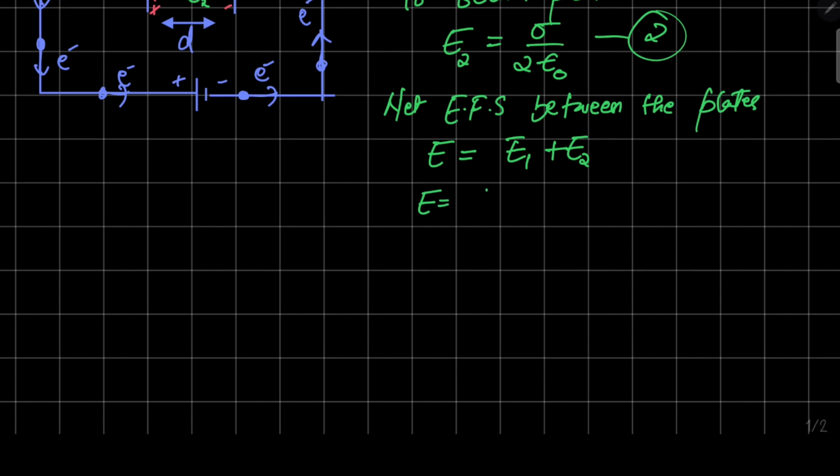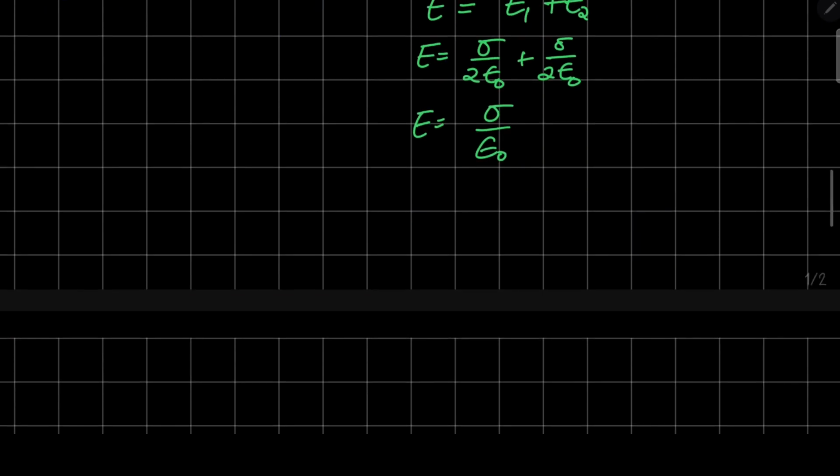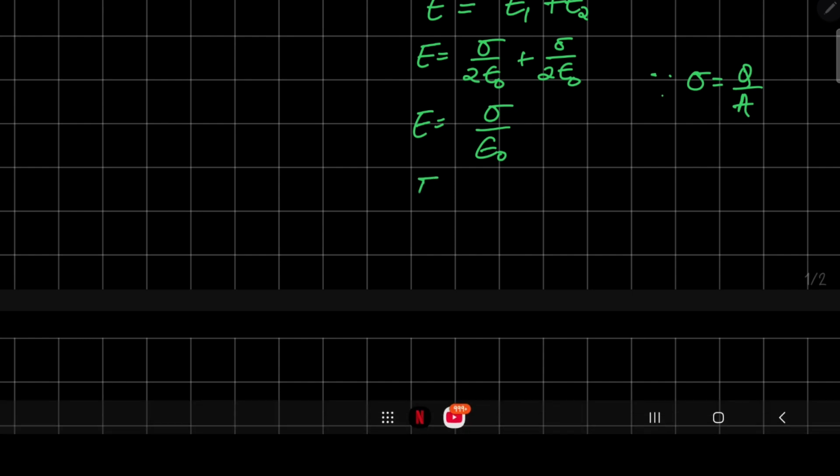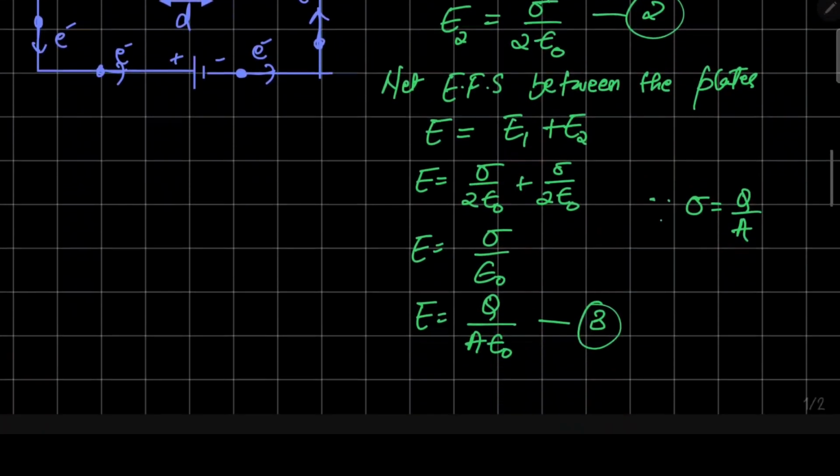Considering their direction, and since E1 and E2 both have the value sigma by 2 epsilon naught, if I add these I get sigma by epsilon naught. And how is sigma defined? Sigma is the surface charge density, basically the total charge divided by the area, or charge per unit area. Since sigma equals q by A, I can write the electric field as q by A epsilon naught. We will give this as equation number 3.